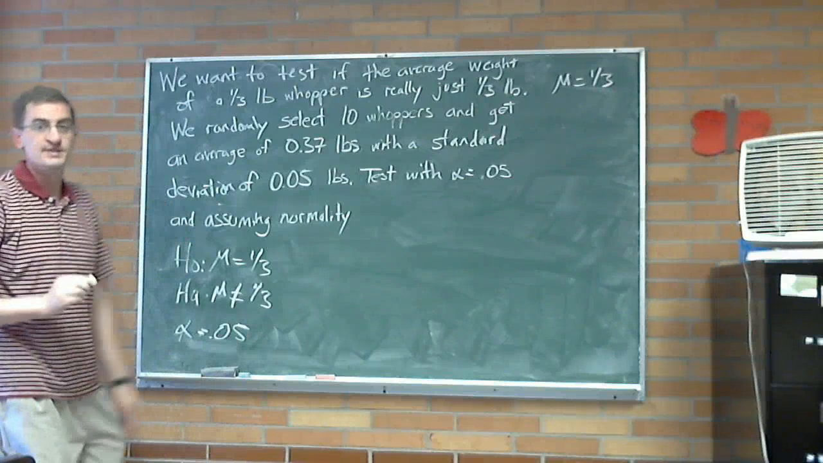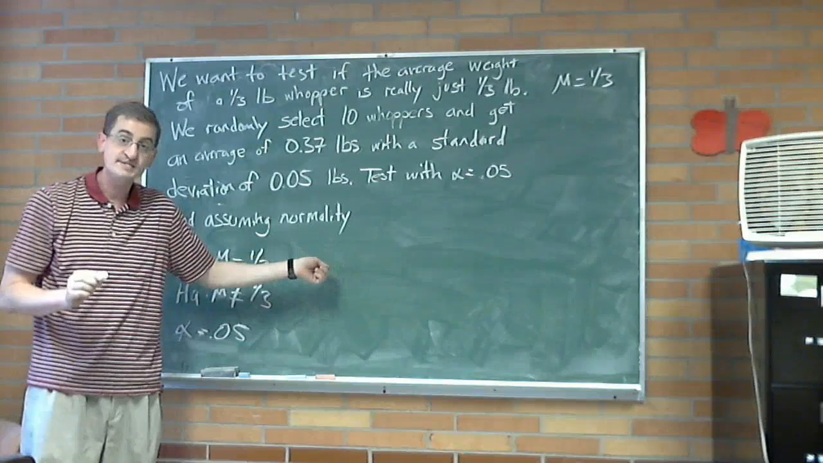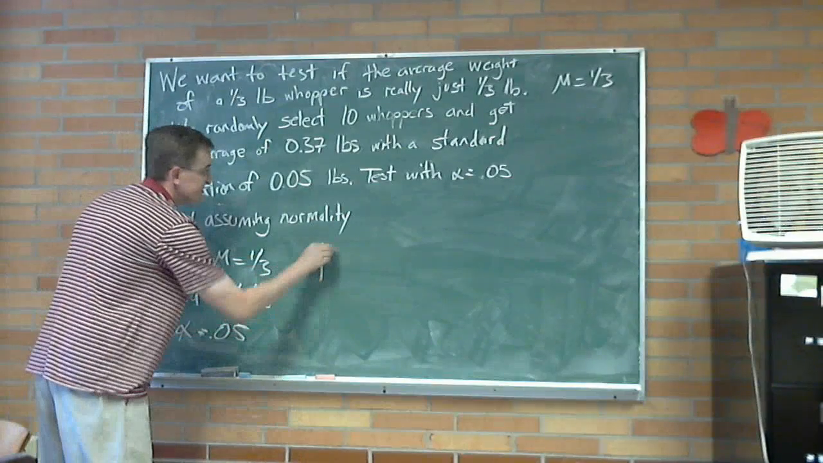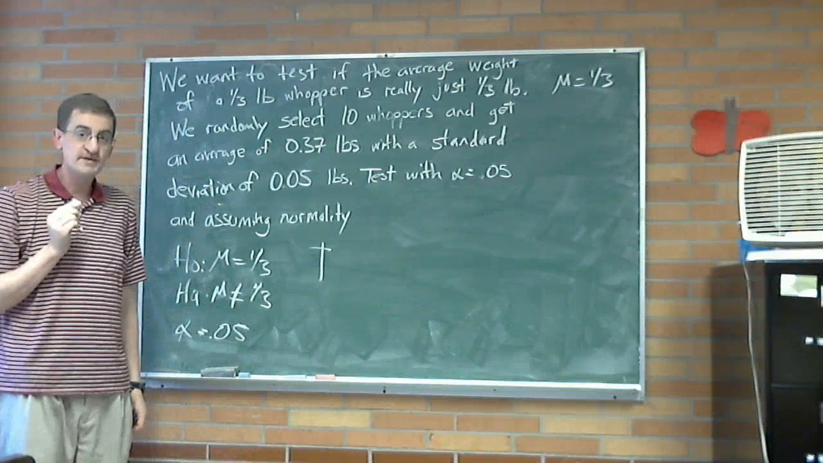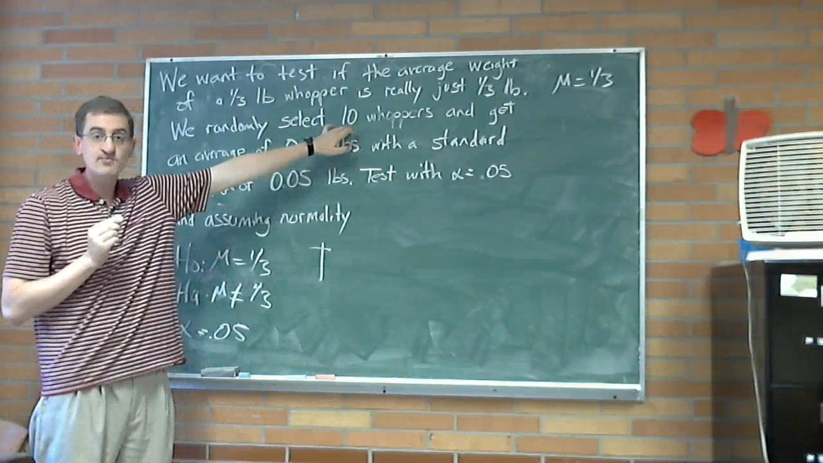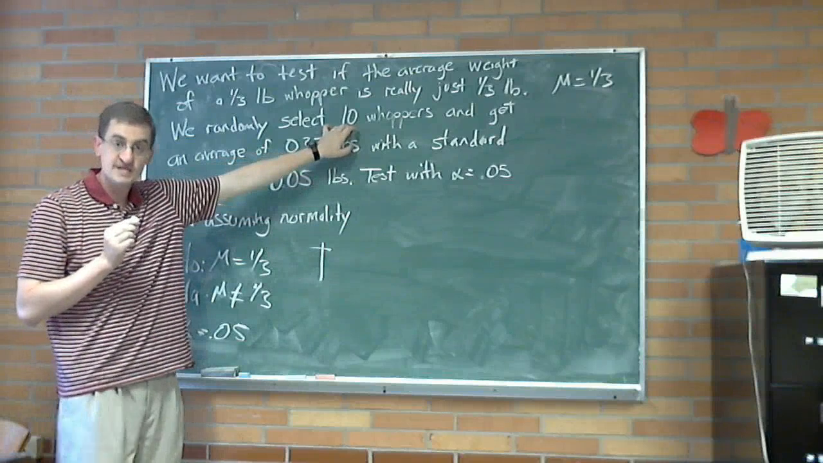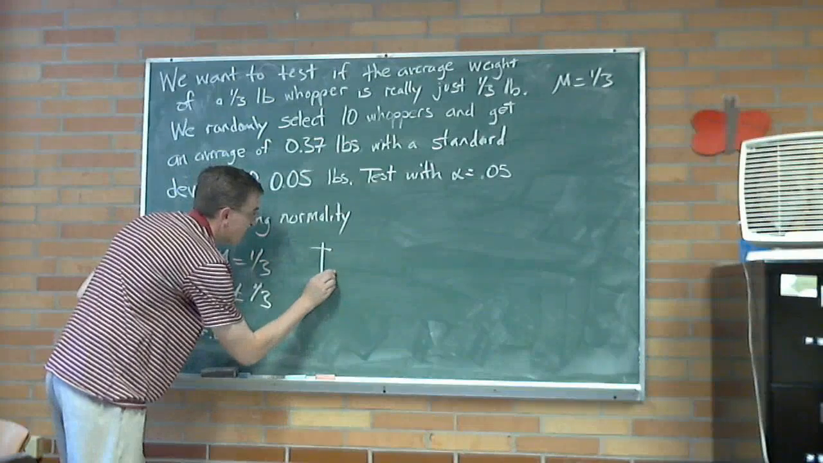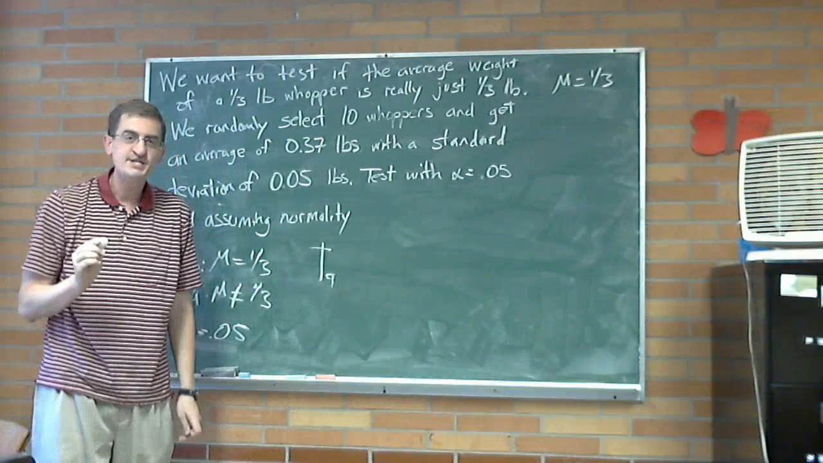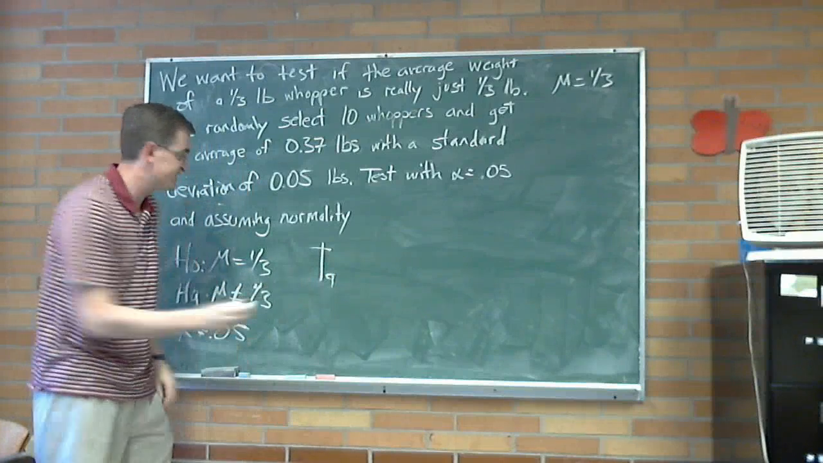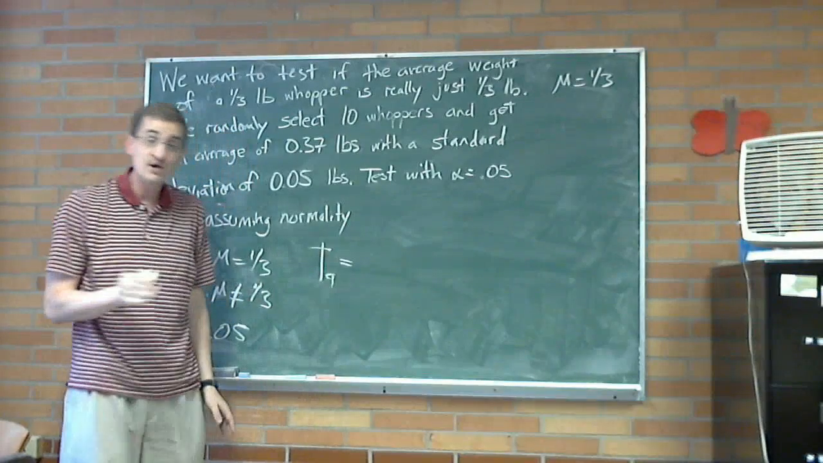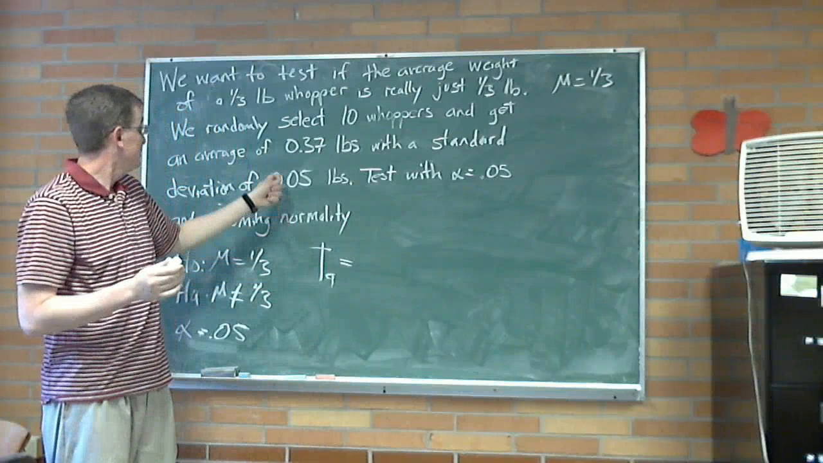Okay, now, this is the part that's different. I'm not going to write Z, I'm going to write T. What are my degrees of freedom? I had 10 whoppers, so my degrees of freedom is 10 minus 1, that's 9. I'm just writing that 9 to remind myself where I need to look on that table. And now it goes just the same way it did before.